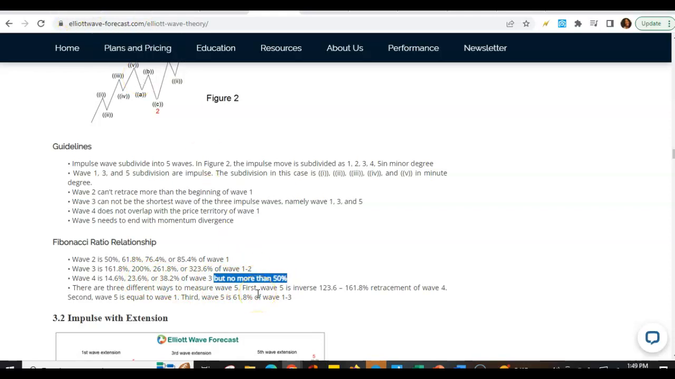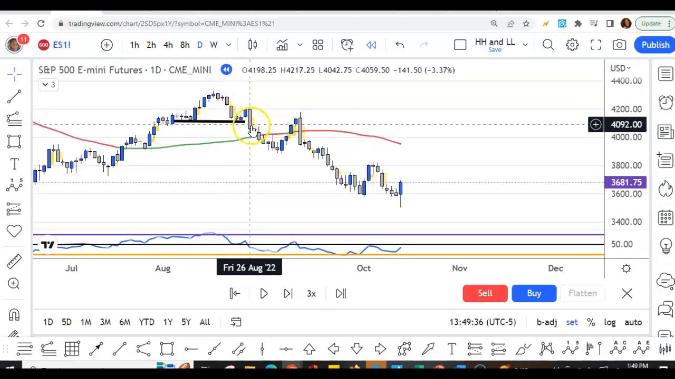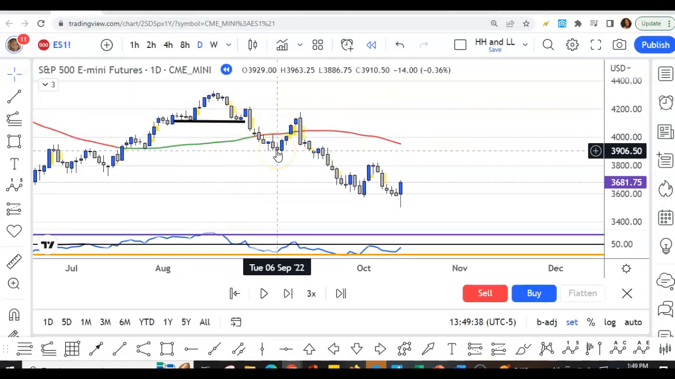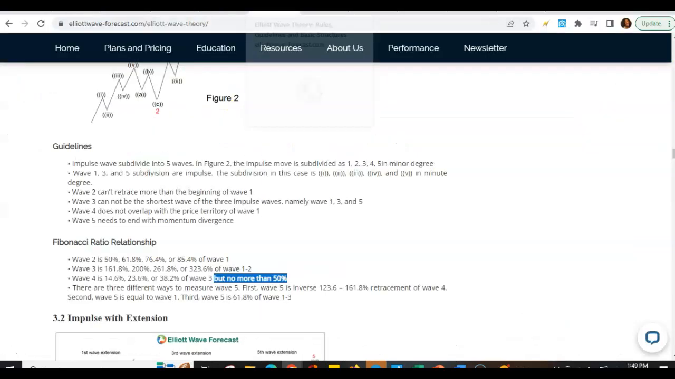And then wave 5 can be the inverse of pretty much wave 4. I also know that it could be a measured move of this leg, which is wave 1, and it could also be like the extension or the 618 of wave 1 to 3.